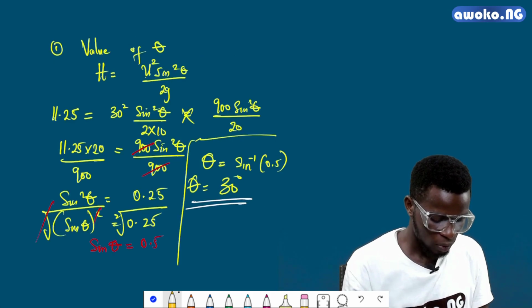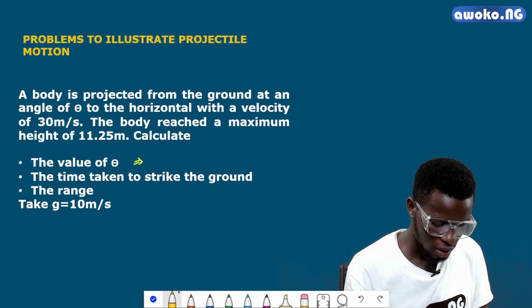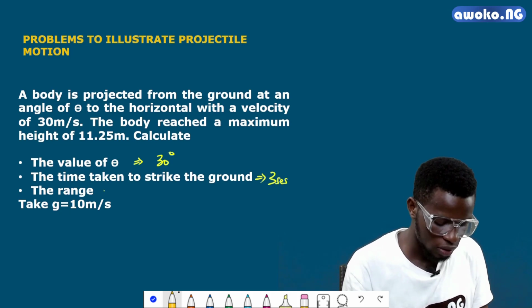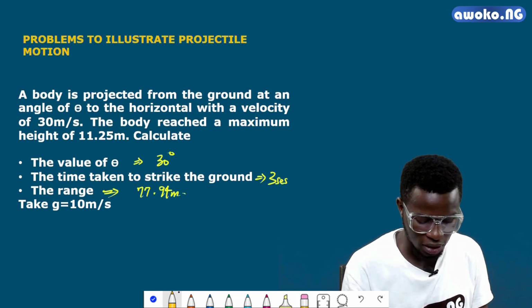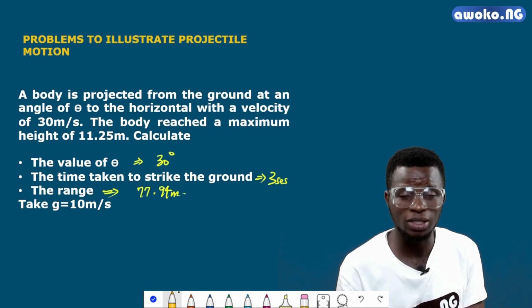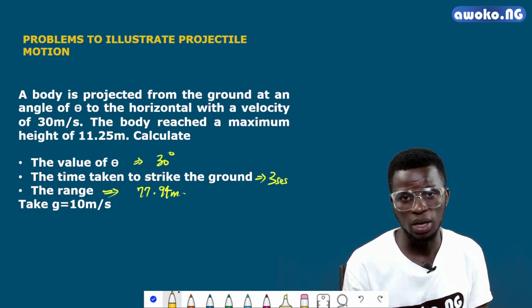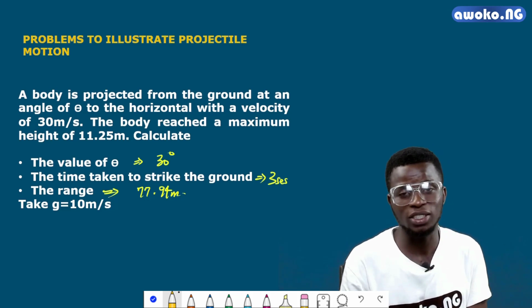So therefore, given the parameters, our theta is equal to 30 degrees. The time taken to strike the ground gave us 3 seconds. And of course, the horizontal range is equal to 77.94 meters. So this is how to apply the formula. The most important thing is for you to know your formulas and how to substitute your values and then apply the parameters we have into the equations, and then your answers will just be there glaring at you.